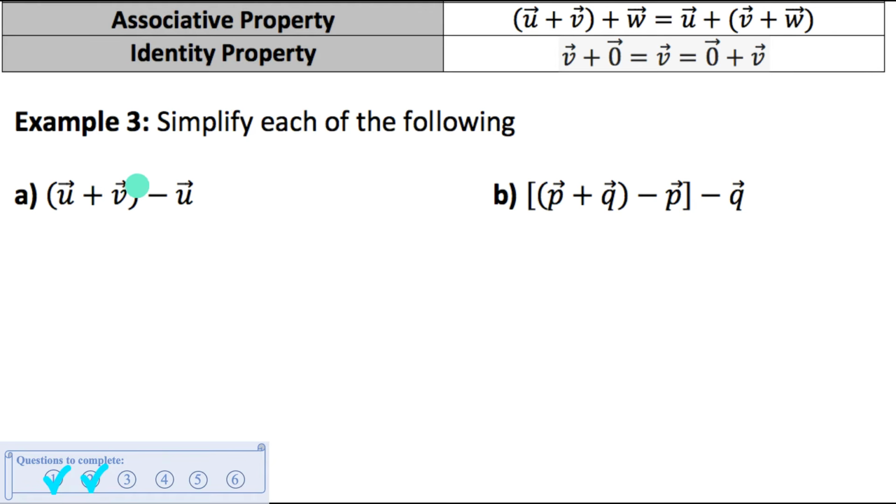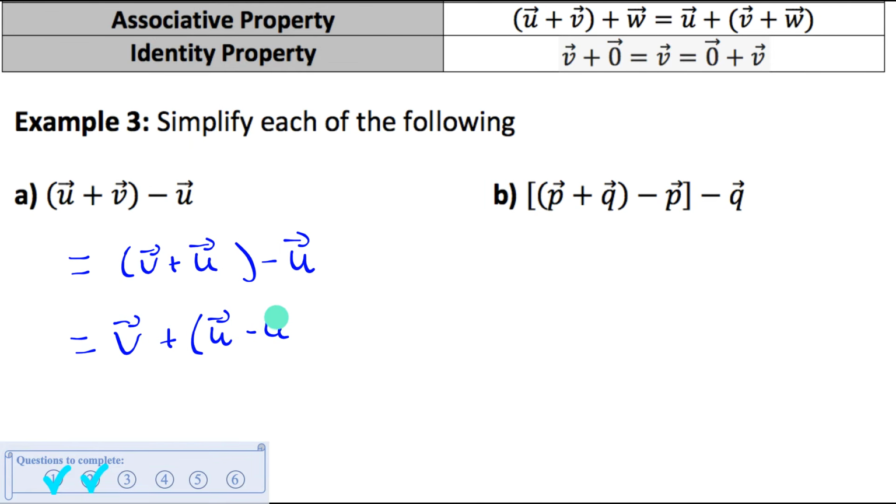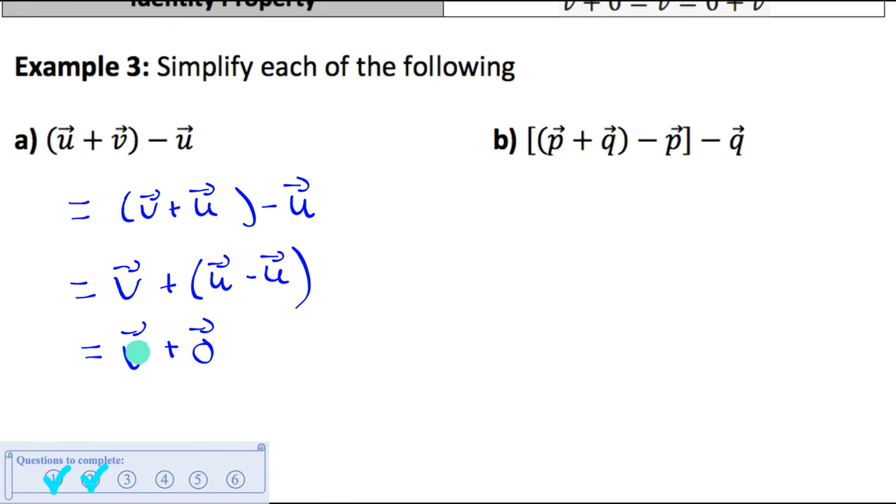Vector U plus vector V minus vector U. Well, if I use the commutative and associative property here, I'm going to rearrange the order of these and regroup them. So I'll rearrange the order of U and V. That would be V plus U. That's the commutative property. Now I'll do the associative property and regroup these. So I can do vector V plus vector U minus vector U. And vector U minus vector U, that is the zero vector. And vector V plus the zero vector is just vector V.